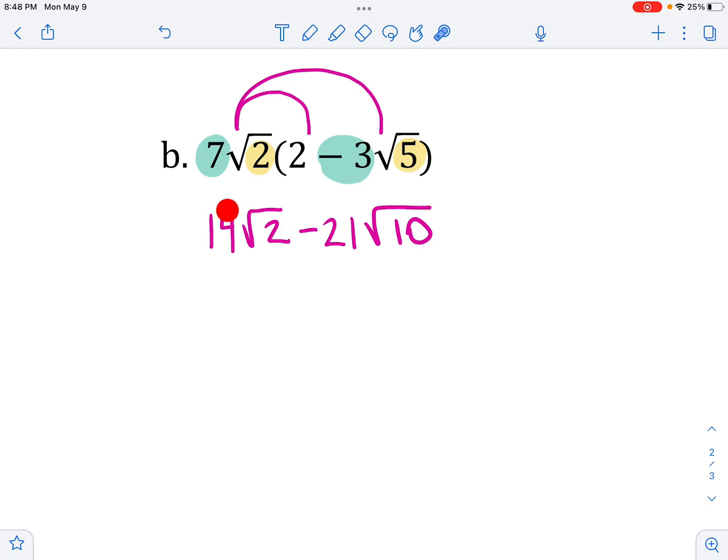So 7 times 2 is 14. Bring down the root 2. Repeat with 7 and -3, giving me my -21. And root 2 times root 5 gives me a root 10. And that's my answer there. So remember, when you're multiplying, you can only multiply matching parts. So whole numbers get multiplied together. Roots get multiplied together. If something is missing, then things just get brought down. But things can be multiplied here, just as is written.